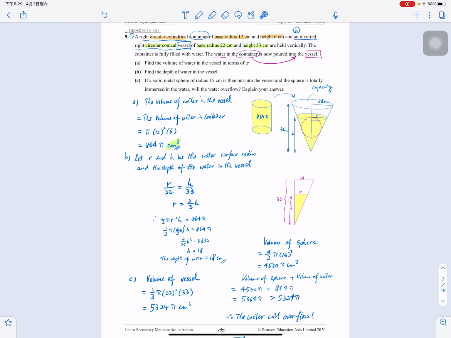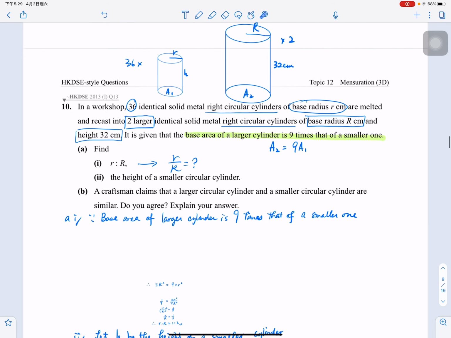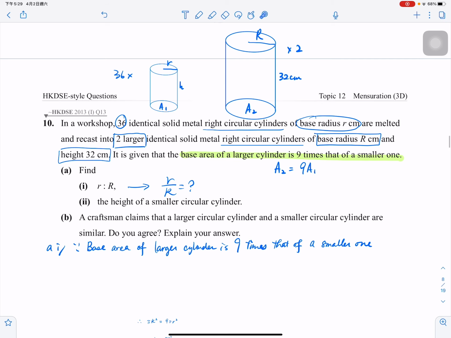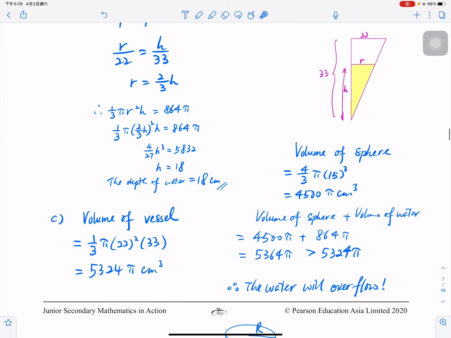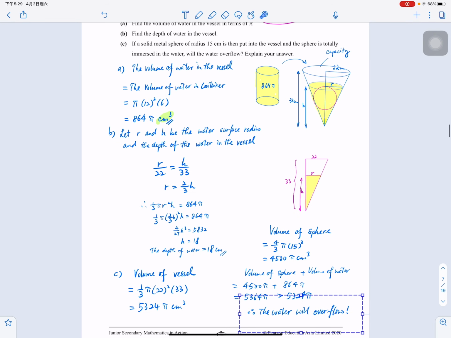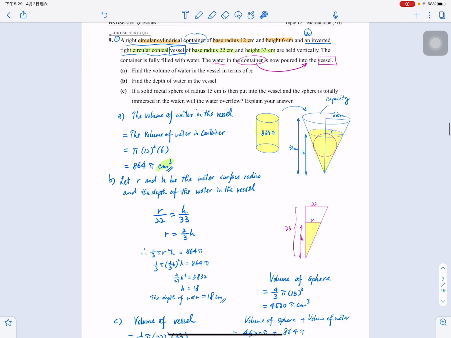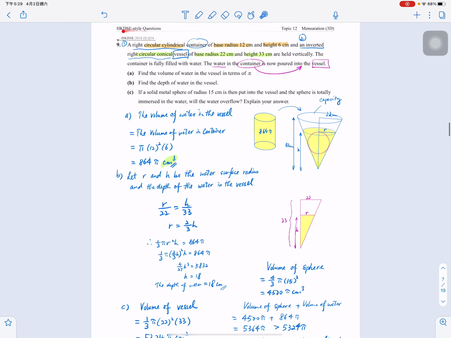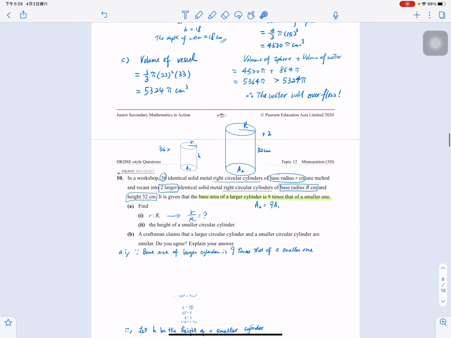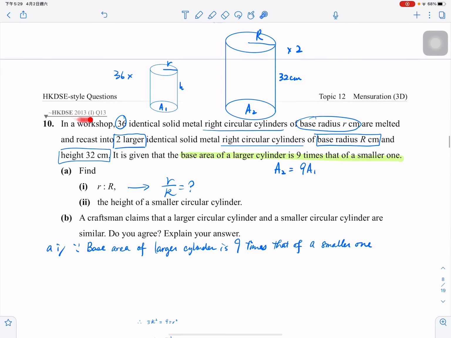Let's have a look at one more. Question number 10. Just now that question, let's have a look. This question is actually related to 2018 question 14. You can check it by yourself and you can try this DSE question by yourself. Okay, let's see another question. This one is related to 2013 question 13.